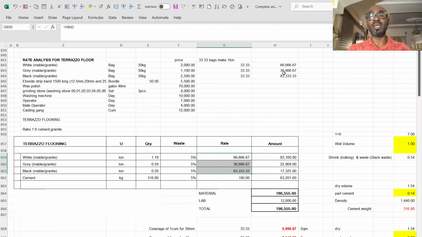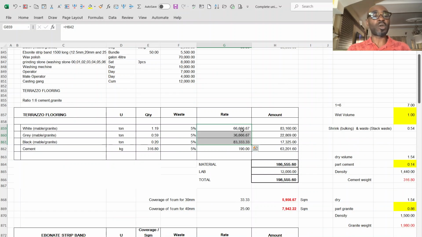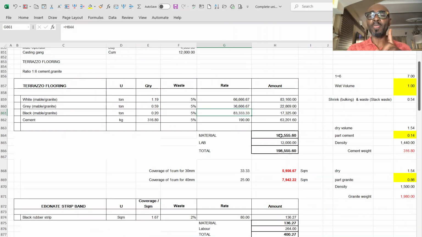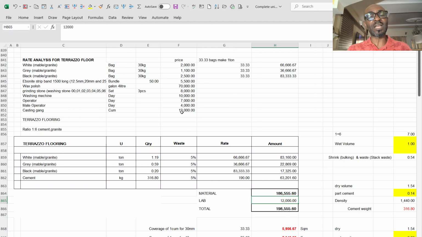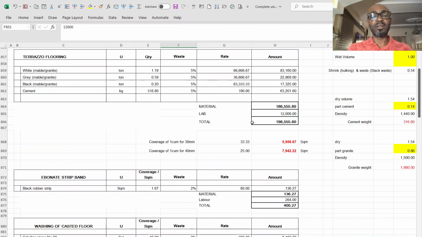These are all the figures we got from converting this to tonnage. So this is the cost per ton for the white, the cost per ton for the gray and the black. So this is the cost per cubic meter of the materials that we needed. Then the labor, like I said, there's a 12,000 here for the casting per cubic meter. So the cost for material and labor is 198,555 naira 60 kobo per cubic meter of this grade of concrete.